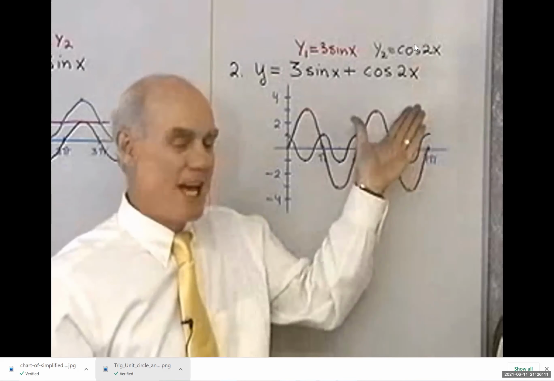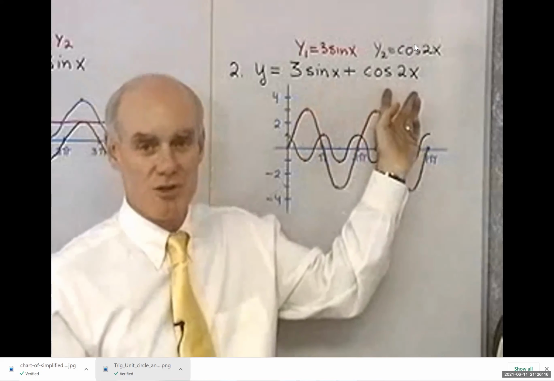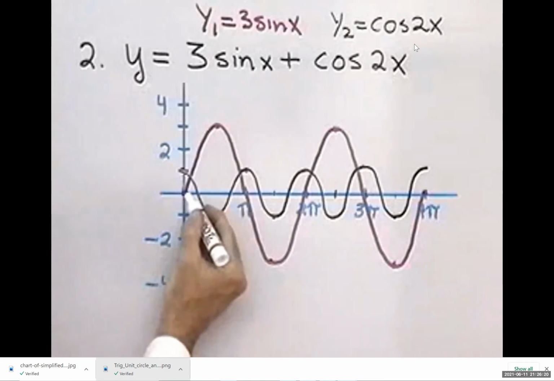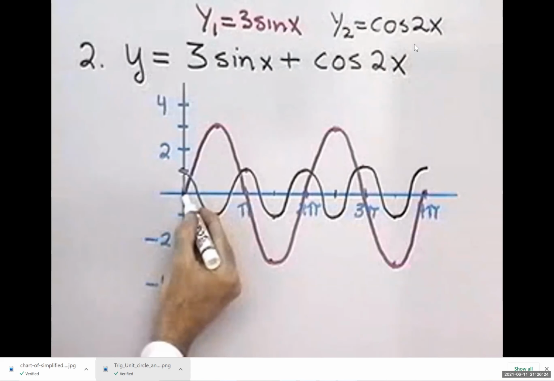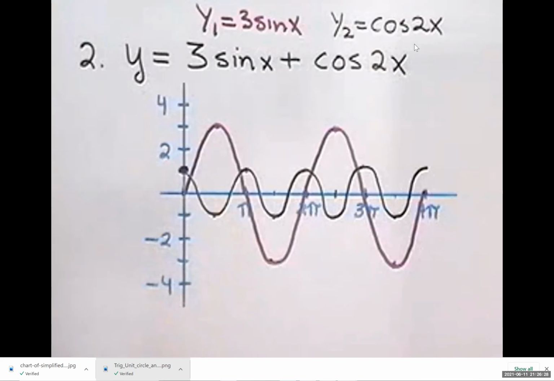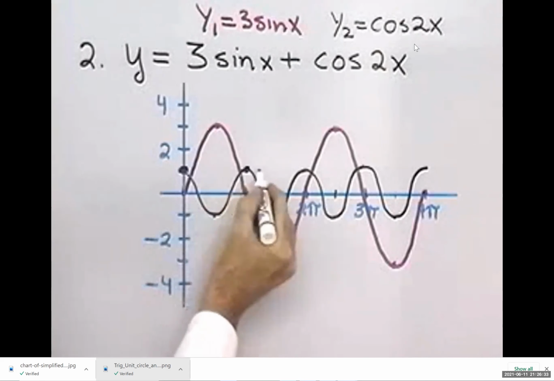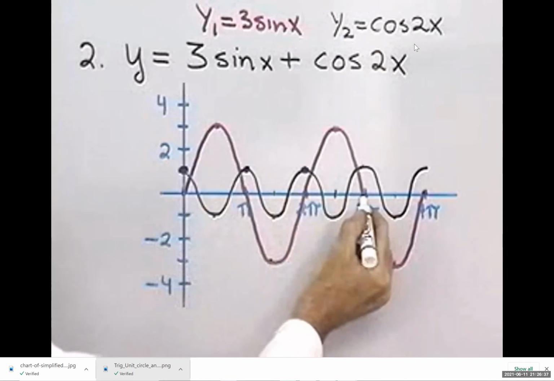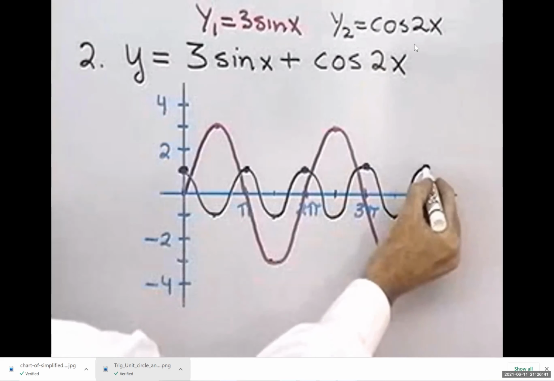Now what I want to do is add these two graphs together to get the graph of y equals 3 sine x plus cosine 2x. Let's try it. Like I said before, anywhere one of the graphs is 0, I'm on the other graph. So here I'm looking at my red graph, it's 0, I must be on my other graph. So I'll put a little dot there. Here my red graph is 0, so I'm on my other graph. Here my red graph is 0, I'm on my other graph. Here the red graph is 0, so I'm up here. And here the red graph is 0, so I'm up here.